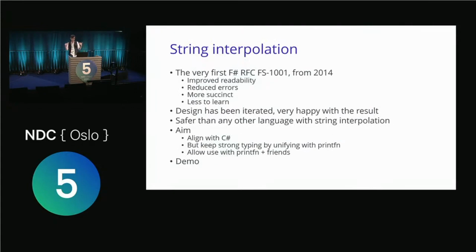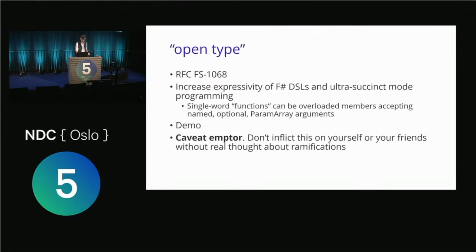So why are we doing it? Improved readability, reduced errors, more succinct, less to learn. And you can see how that's playing into those original goals of F#. String interpolation totally fits with the original design goals of F#: succinct, robust, performant. So we managed to align with C#. You can take C# code and move it across and adjust it. But we also get this strong typing by unifying with Printf. And we allow it to be used with Printf and friends.